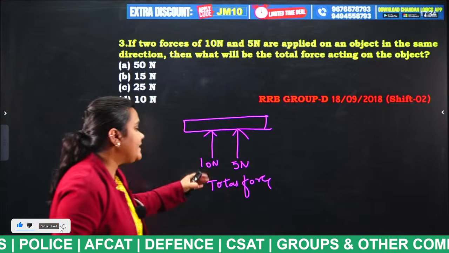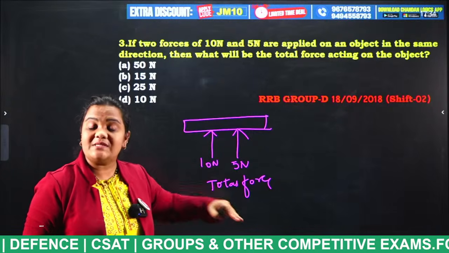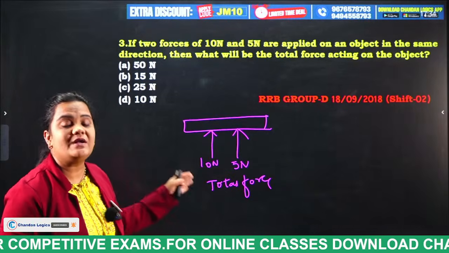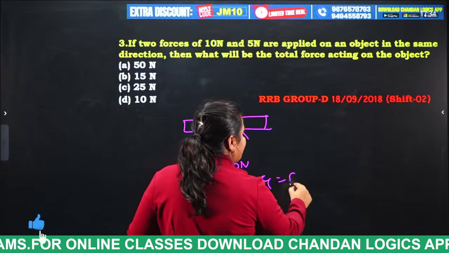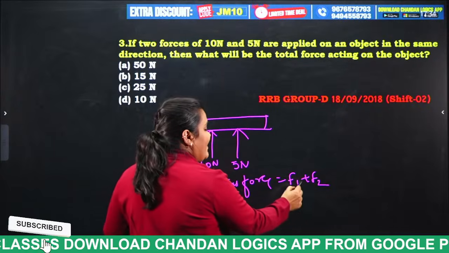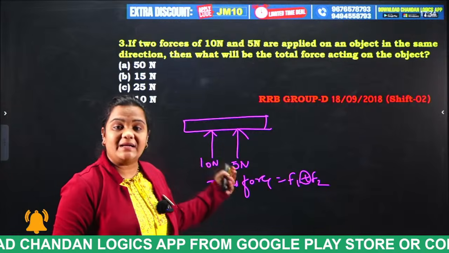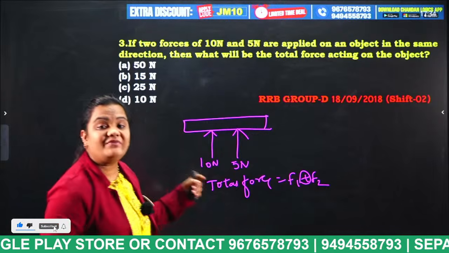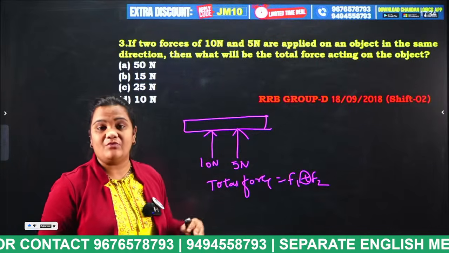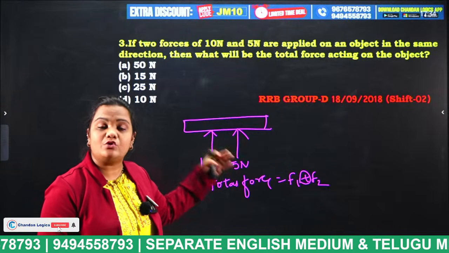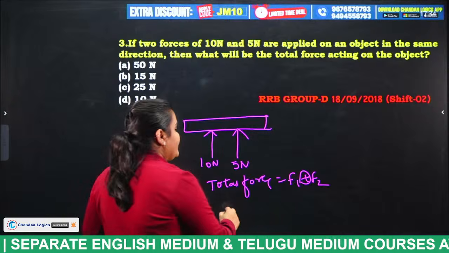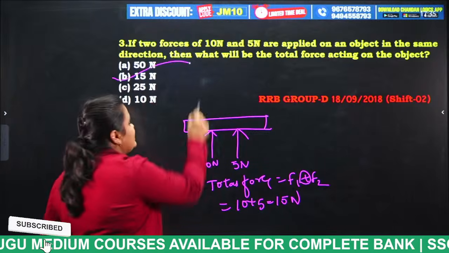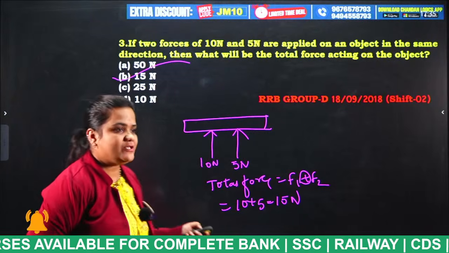As the forces are acting in the same direction and on the same object, the total force will be the sum of the individual forces, F1 plus F2. It is a sum because they are hitting the object in the same direction. If they had given forces in different directions, you would have to subtract. As the forces are in the same direction, we sum them. So what is the answer? 10 plus 5 equals 15 newtons is the answer for this question. Next question.